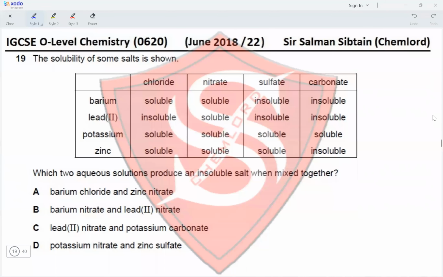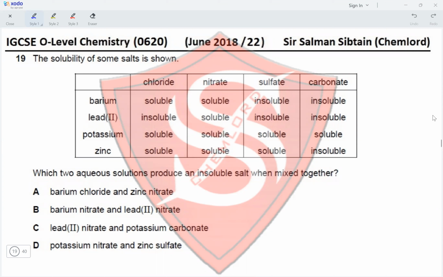Question 19. The solubility of some salts is shown. Barium has a soluble chloride, a soluble nitrate, an insoluble sulfate, and an insoluble carbonate. Lead has an insoluble chloride, a soluble nitrate, an insoluble sulfate, and an insoluble carbonate. Potassium has all soluble salts. Zinc has only an insoluble carbonate. The rest of the zinc salts are soluble.